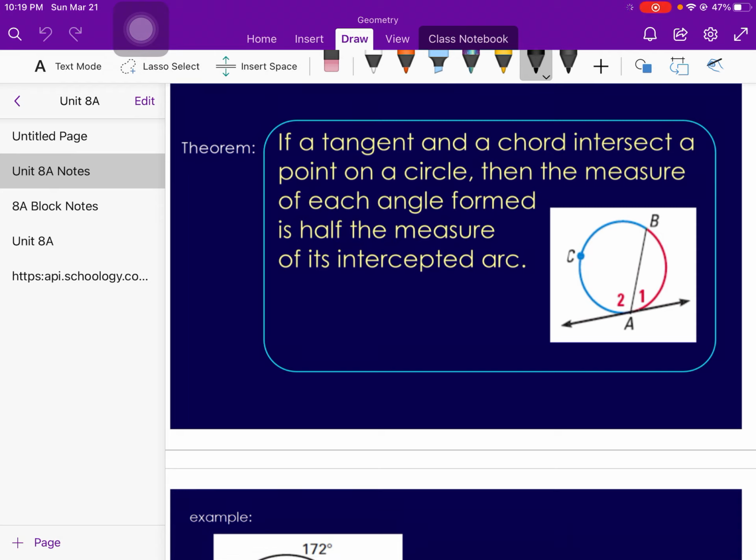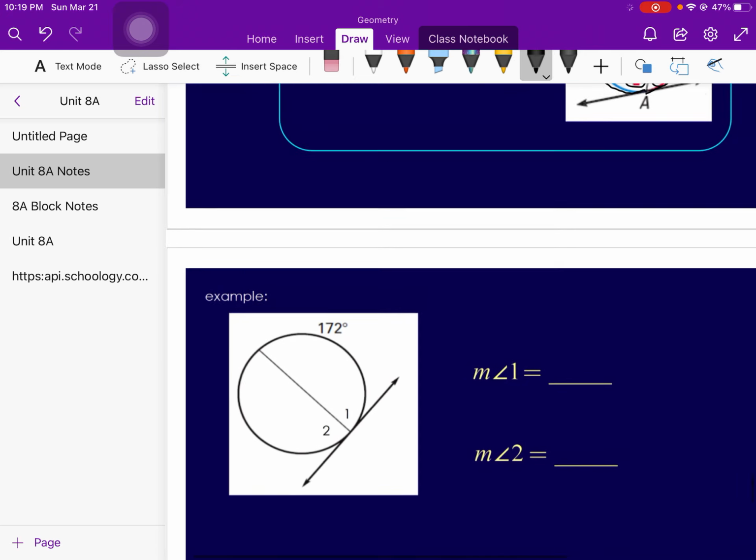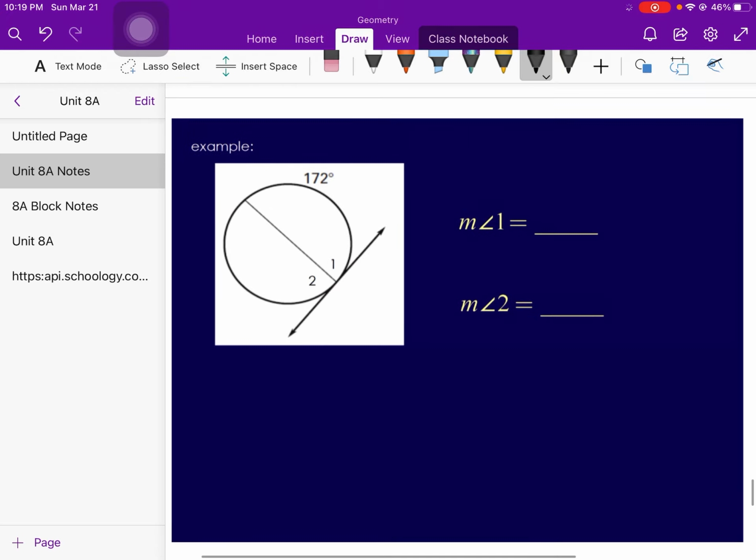So the idea is the arc from A to B, in comparison to angle 1, would be 2 times larger, and the arc from A to C to B would be 2 times larger than angle 2. So you'll see this in the next example here. Here we have angles 1 and 2. We know that the arc that corresponds to angle 1 is 172 degrees. We're assuming that this line is tangent right here.